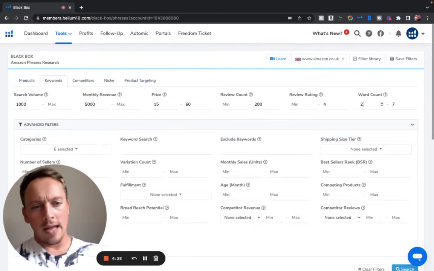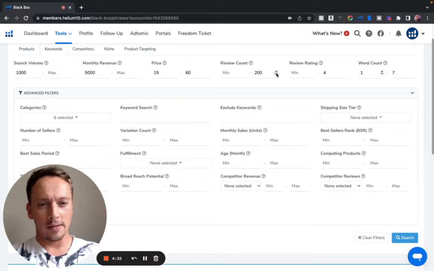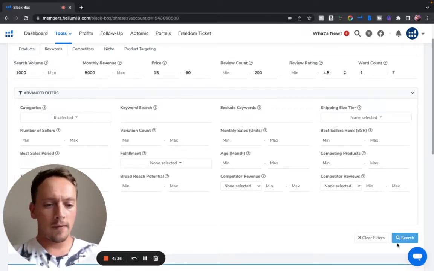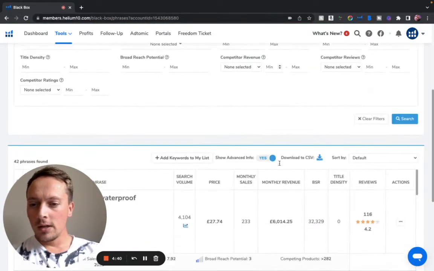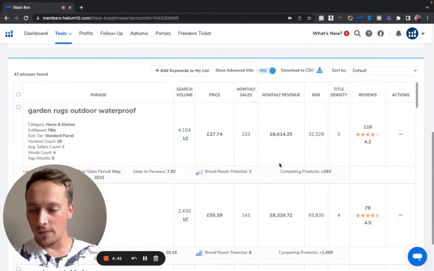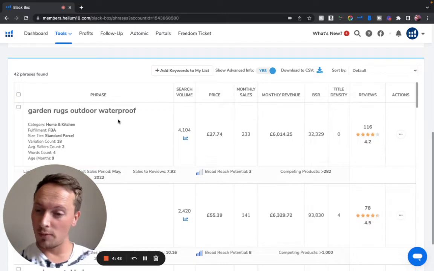Let's put the word count down to, okay, maybe even 1 there. And let's see what happens here. If we put that back to 4.5 there, all of a sudden you're going to see 42 phrases now. So let's have another look. So we've got garden rugs, outdoor waterproof. So once again, another seasonal opportunity there.